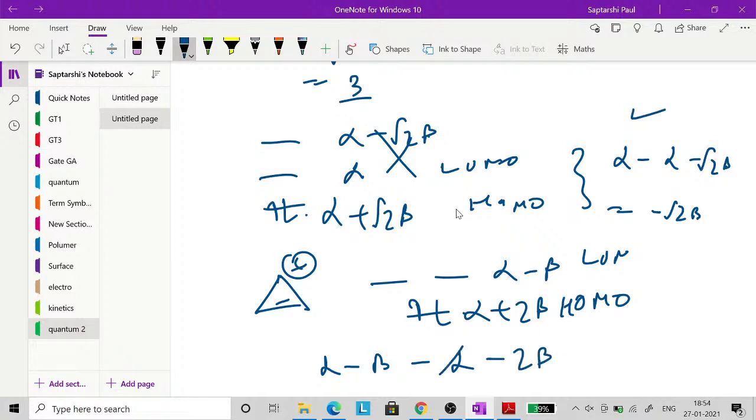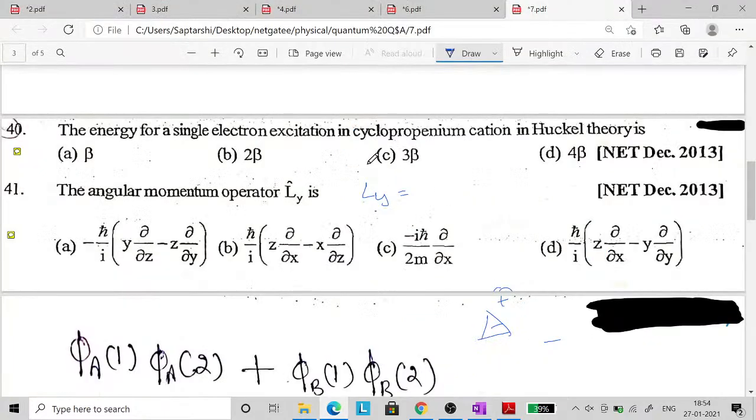So no need for that. Minus 2 beta, so alpha gets cut. Minus beta is 3 beta. So 3 beta should be the answer. So is 3 beta an answer? Yeah, it is. Done.